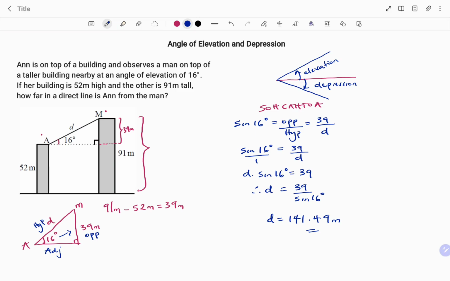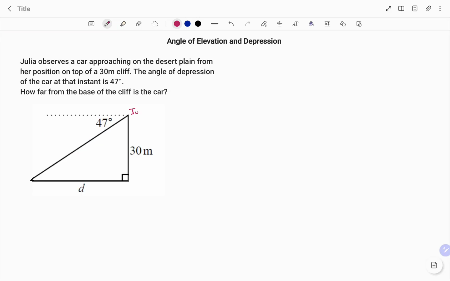So we have Julia on top of the cliff overlooking the desert plain, and our angle of depression while observing the car has been given as 47 degrees. Remember, the angle of depression is measured from your horizontal. Then we have the car at the bottom. We have to find how far the base of the cliff is from the car.